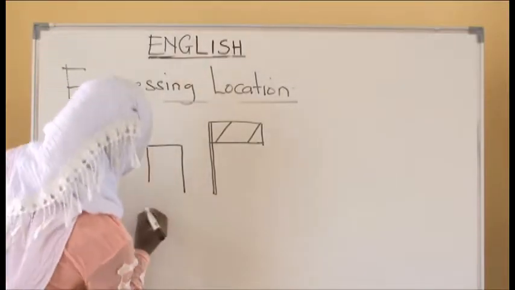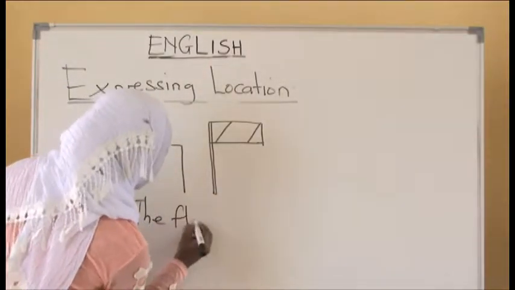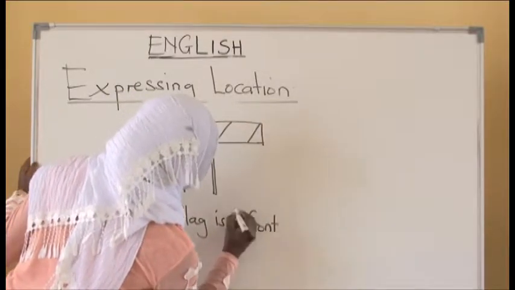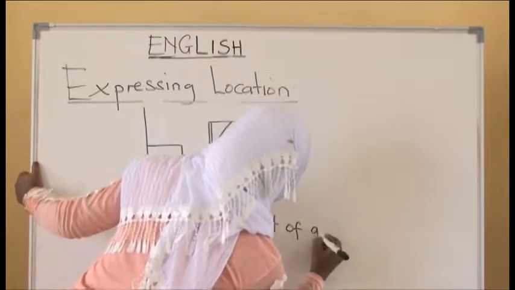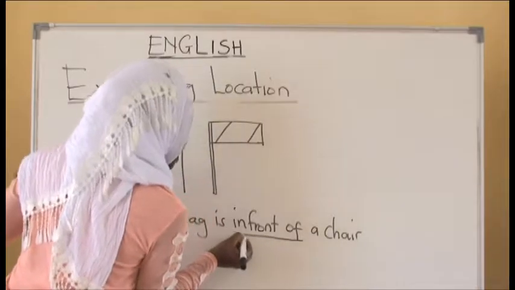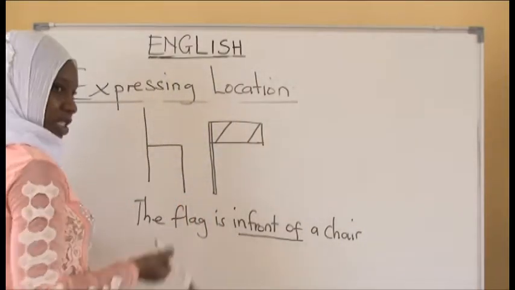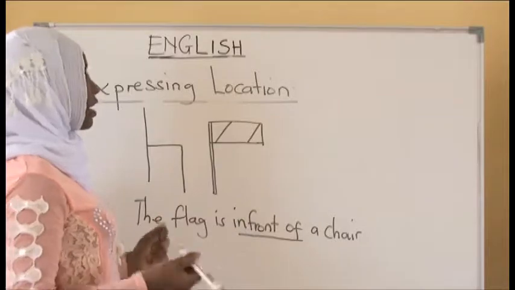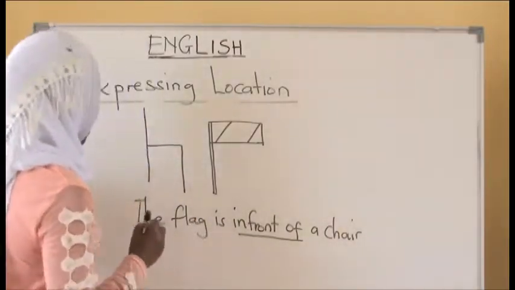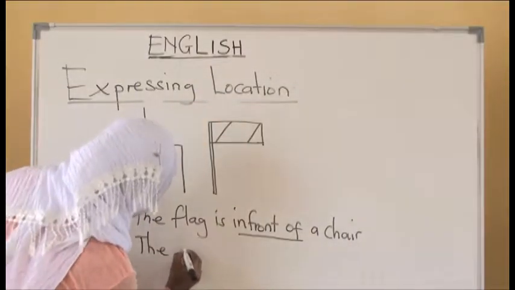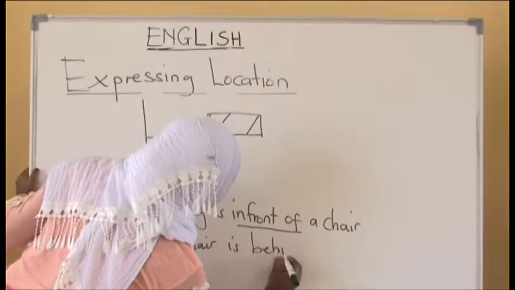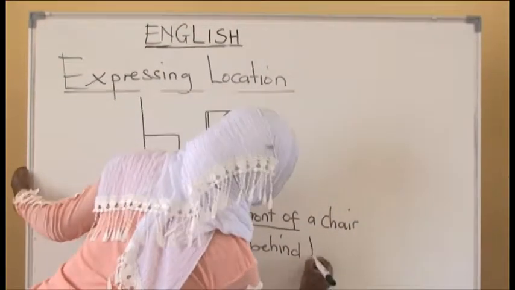Like this, you say the flag is in front of a chair. This word in front of, it is the preposition that shows location or position of the thing. And talking about the chair, we shall say the chair is behind the flag.